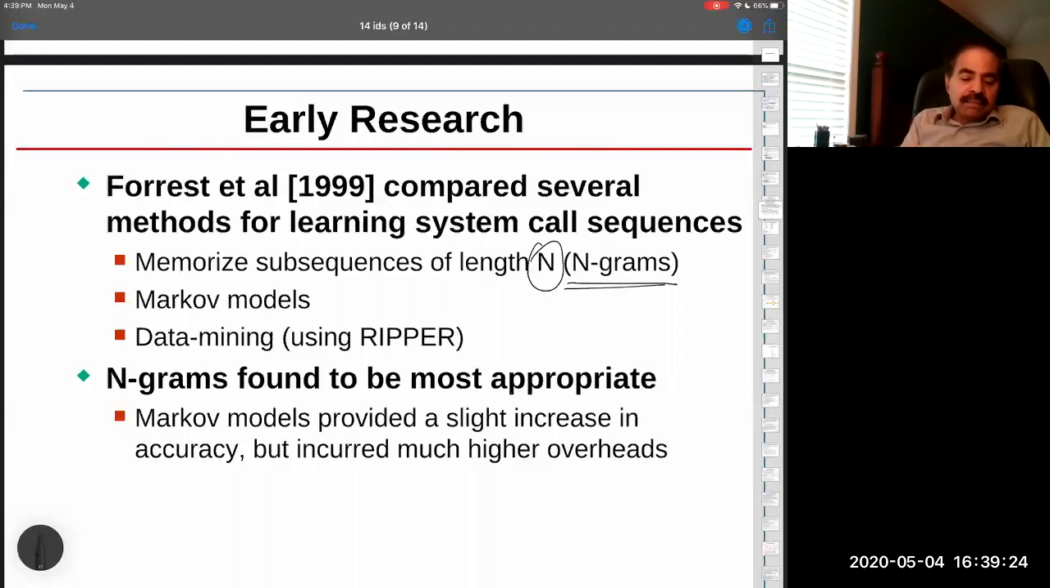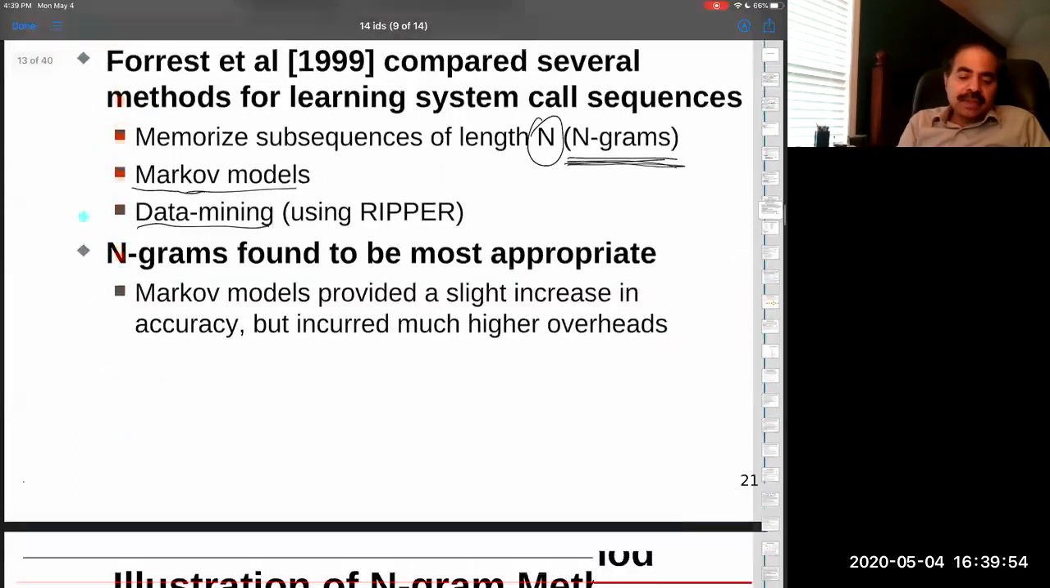There are other types of models that have been discussed in statistics, like Markov models, and there are techniques called data mining and so on. I won't talk about them in detail, but researchers have looked at many of these techniques, and they find that the simple n-gram technique works quite well.